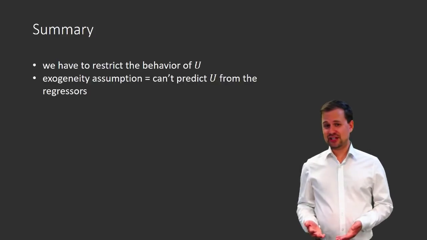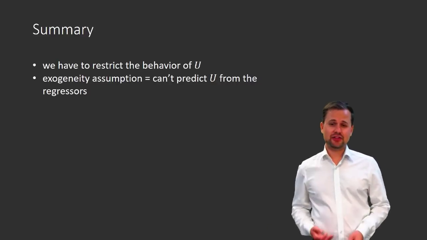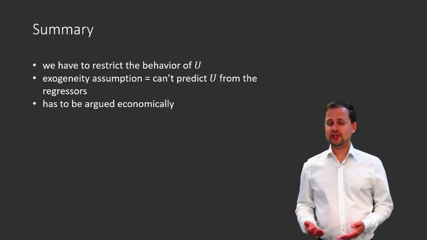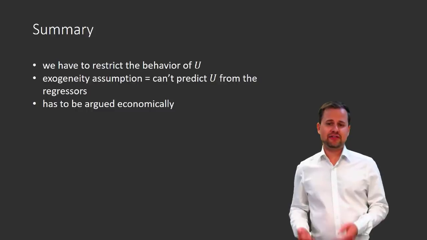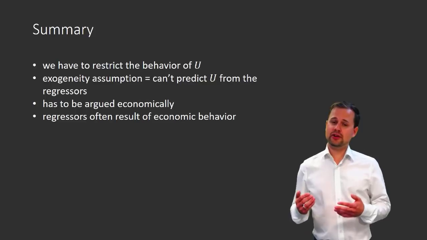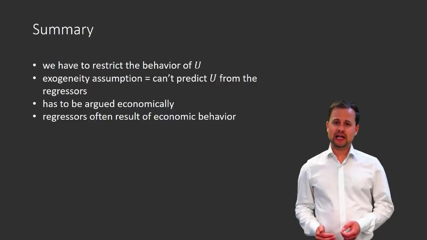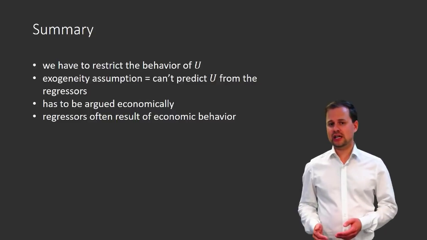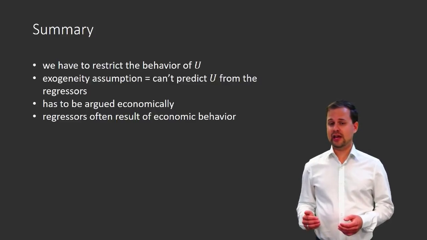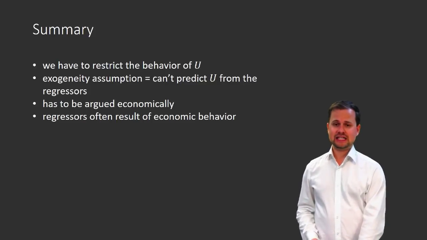The exogeneity assumption is not automatically fulfilled. It will be true or false depending on the economics of the thing that we are studying. It is our job as empirical researchers to offer arguments in favor of its plausibility. If we use observational data, then the regressors will often themselves be a result of economic behavior. And in that situation in particular, we have to pay extra attention to the exogeneity assumption, and we have to be sure that there is not a case of econometric endogeneity.